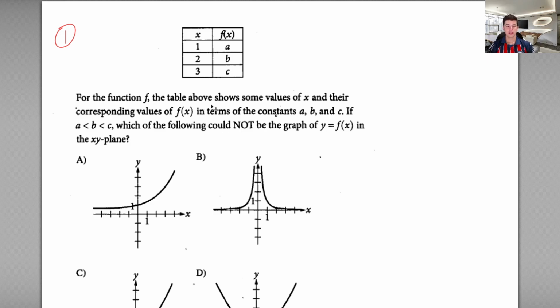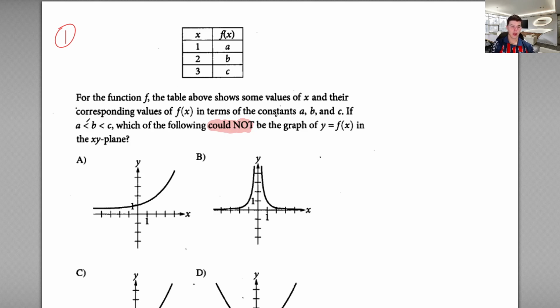For the function f, the table above shows some values of x and their corresponding values of f of x in terms of the constants a, b, and c. So this is x, this is y in terms of a, b, and c. If a is less than b, which is less than c, which of the following could not be the graph of y equals f of x?